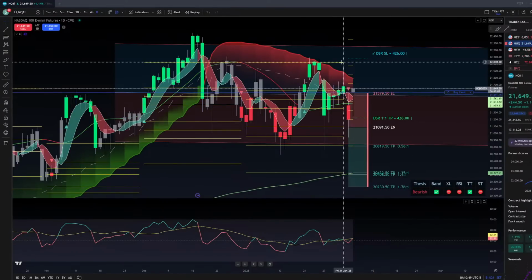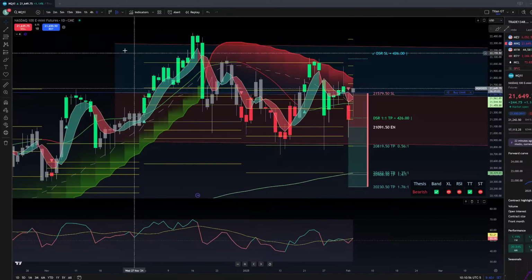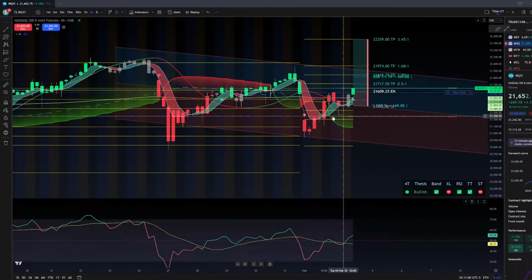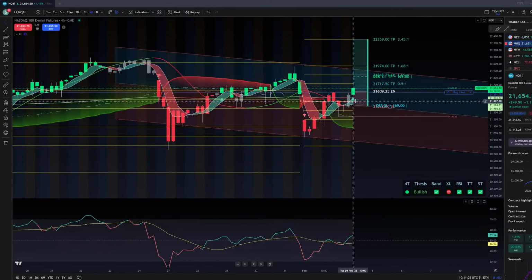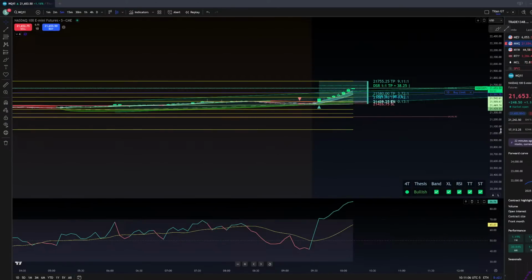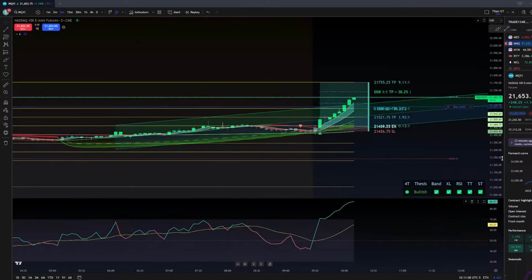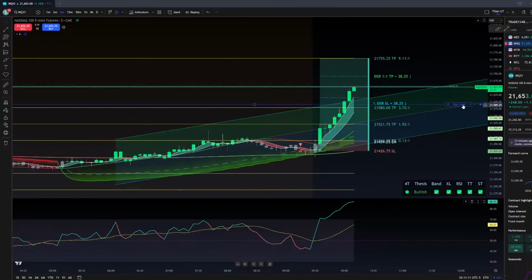Anyways, you see this mega level up here at 22,030. Wow. Who knows? This thing might just take off. Of course, we could see that translate on the 4 hour as well. And we go down to the 5 minute. We can see how that translates. Okay, so let me go ahead and I'm just going to trail the band.